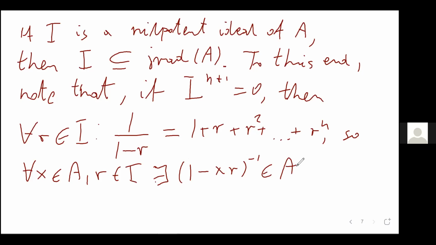Right, this is because I is by assumption an ideal. It's a nilpotent ideal. So for any x in A, x times r, with r in I, is in I. And then we have an explicit inverse. So if you want an inverse of 1 minus xr, you just substitute xr for r in this formula, and this is your inverse. Okay, so if you have any element of a nilpotent ideal, it satisfies the condition of being in the Jacobson radical. So this proves this inclusion.